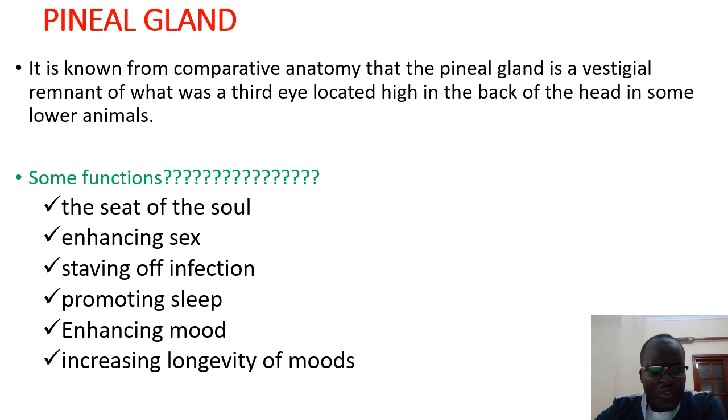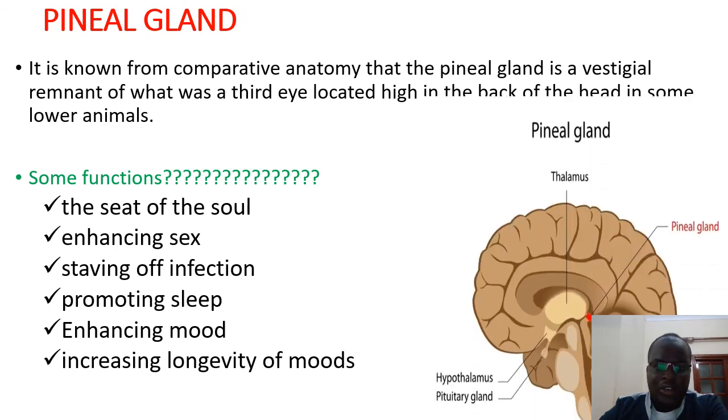Then it's also there to enhance mood, good moods, bad moods. Those can be enhanced by the melatonin hormone that is being produced by the pineal gland. So there is modification of certain neurotransmitters that are involved in mood, increasing longevity of moods. Even for you to be happy for a long period of time, maybe that can be enhanced by the pineal gland, because it's producing the melatonin hormone.